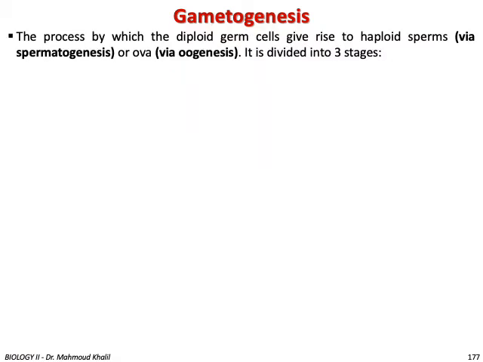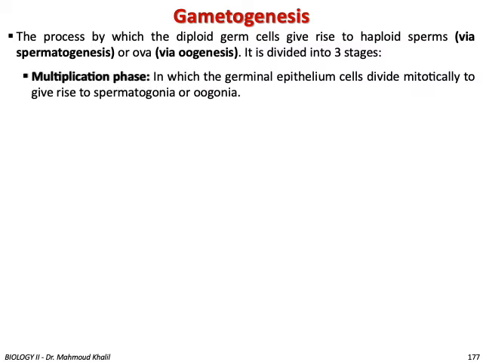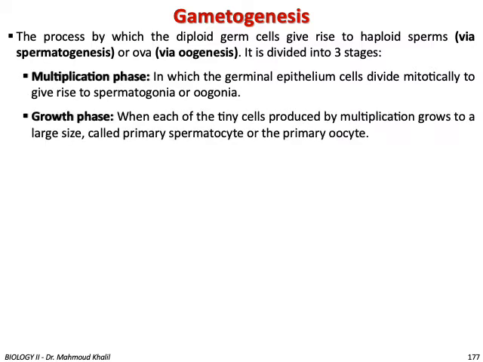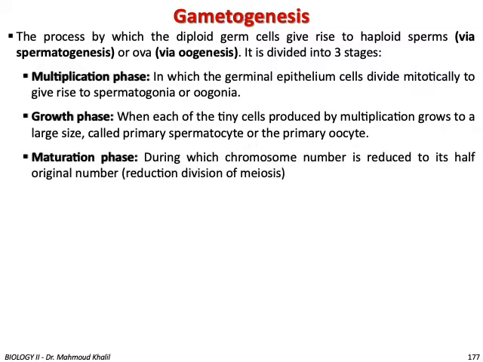So gametogenesis is a process by which the diploid germ cells give rise to haploid sperms via spermatogenesis or ova via oogenesis. It is divided into 3 stages. Multiplication phase, in which the germinal epithelium cells divide mitotically to give rise to spermatogonia or oogonia. Growth phase, in which each of these tiny cells produced by multiplication grows to large cells called primary spermatocyte or primary oocyte. Maturation phase, during which the chromosome number is reduced to half its original number, the reduction division of meiosis.